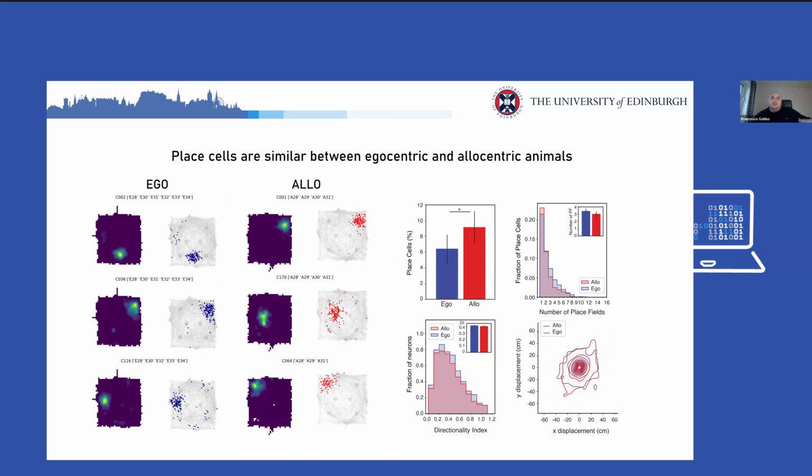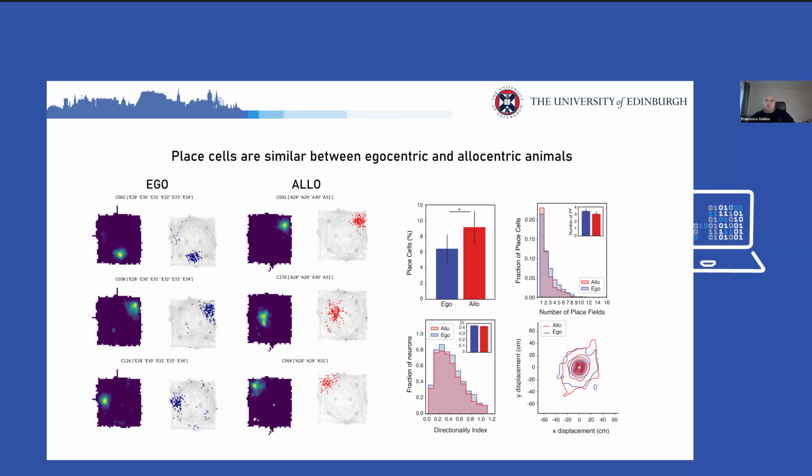So we then went on to look at the activity in the hippocampus. The first thing we checked is whether we had place cells in allocentric animals, as expected, and in egocentric animals. This was a bit contrary to what we were expecting. We were expecting bigger differences between the two groups.